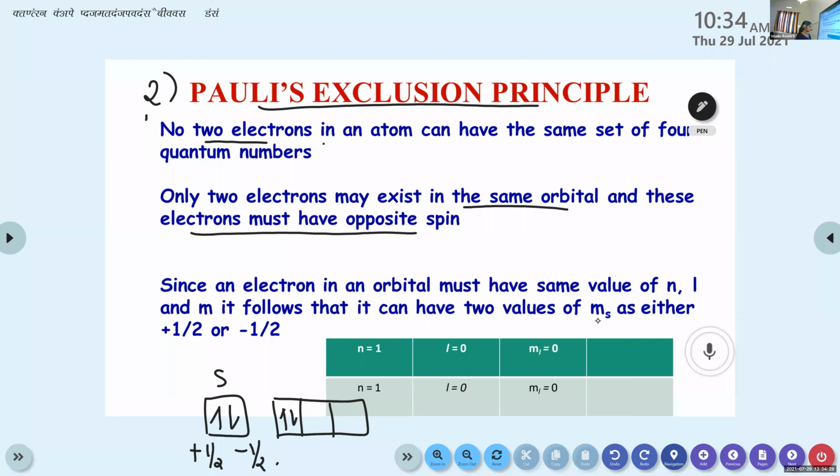What do you mean by ms? That is the spin quantum number, as either plus half or minus half.